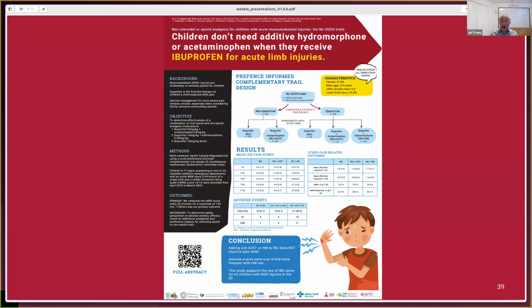This is, I think, a very nice looking poster, again, from Samina Ali and her research group. Children don't need additive hydromorphone or acetaminophen when they receive ibuprofen for acute limb injuries. This is a very nice use of color, as you see, because on the left side, in the black, is the background, objective, methods and outcomes, the nitty-gritty that most of us don't read. And we're kind of drawn away from it instead to the white part, which is a graphical representation. And in the bottom left-hand corner is the ask.